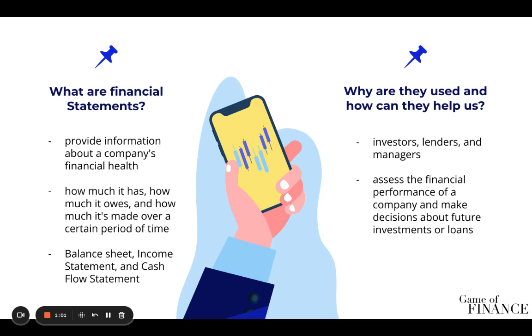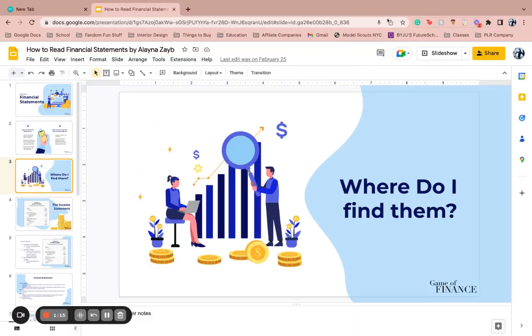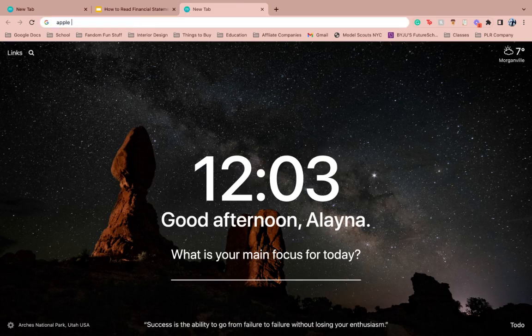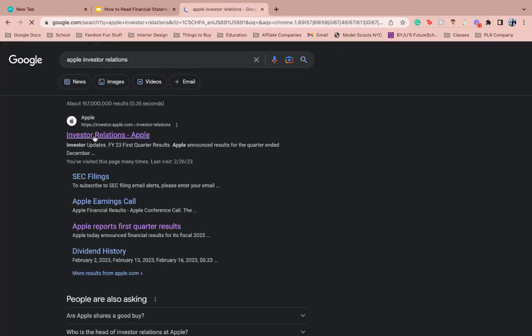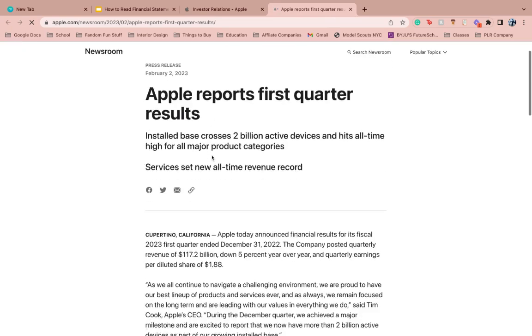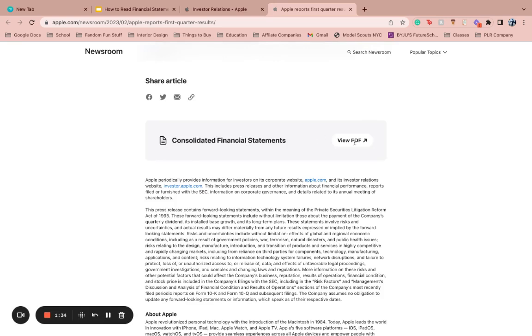Financial statements are used by investors, lenders, and managers to assess the financial performance of a company and make informed decisions about future investments or loans. So, where can we find these financial statements? We can find them under a company's investor relations, such as Apple's. So, if we search up Apple's investor relations, we can just go straight to the first link. We'll scroll down a bit and we'll find their financial statements PDF.